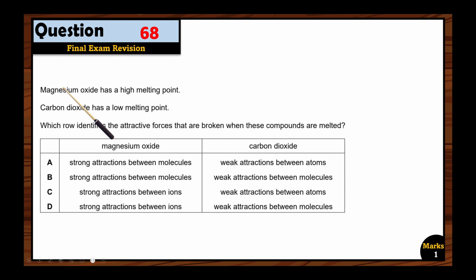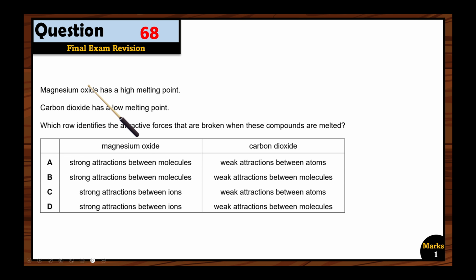Remember that in ionic compounds, we don't have weak attractive forces between the molecules, okay? We don't have any force between the molecules in ionic compounds because it's just made up of the ions. There are no molecules in ionic compounds. So if you see the words "between molecules", that is wrong. So only C and D can be right.